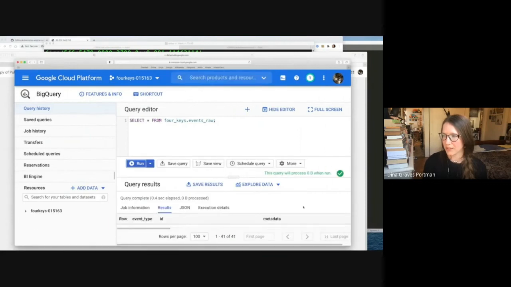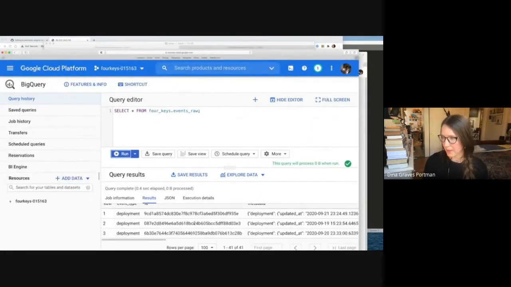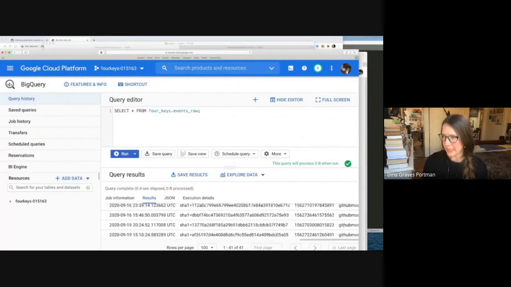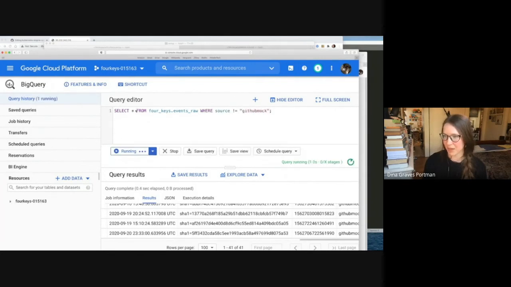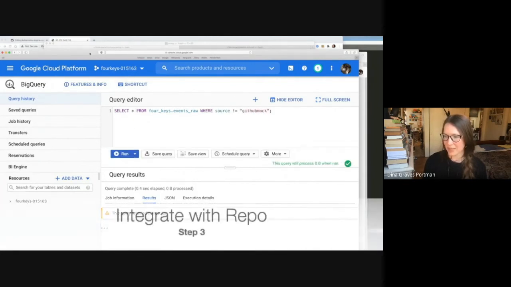So let's start by just looking at our table. So this is our events raw table. And oh, there's a lot of data in here. Okay, it also says GitHub mock. So let's exclude GitHub mock because that's the mock data we just made. And now we see there are no results.